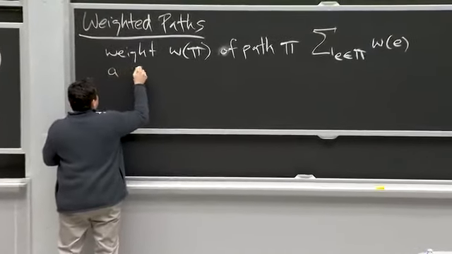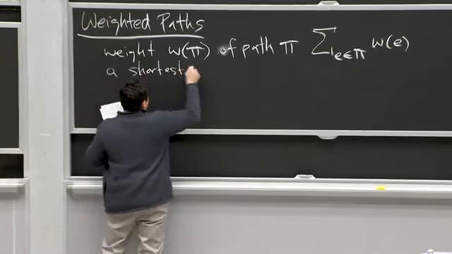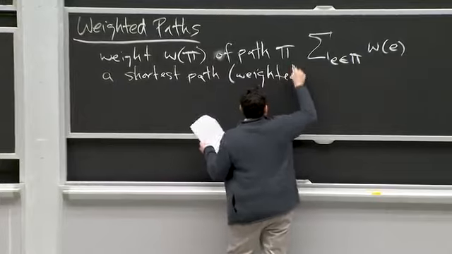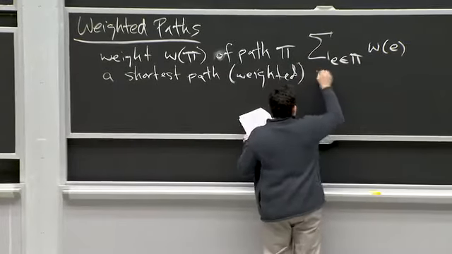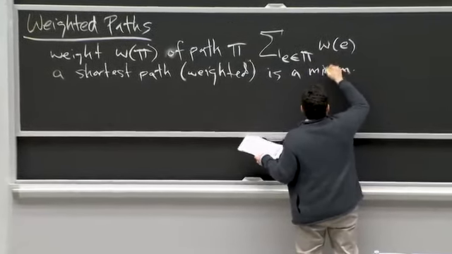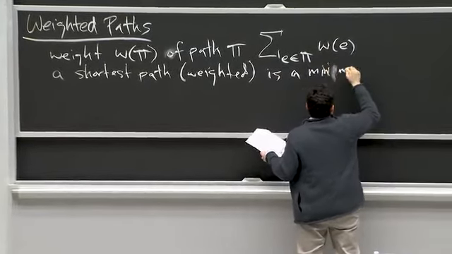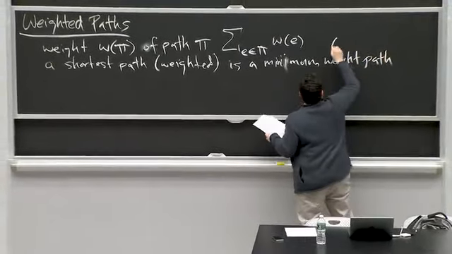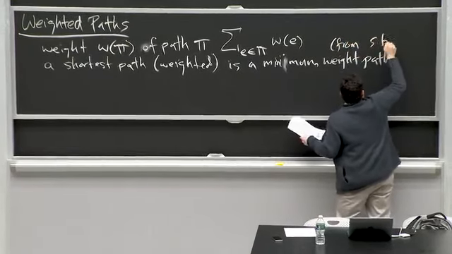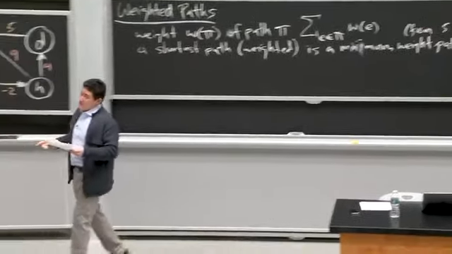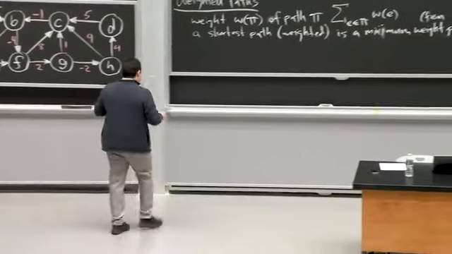So the shortest path, and in this case I'm going to clarify that this is the weighted shortest path, is a minimum weight path from S to T, right?